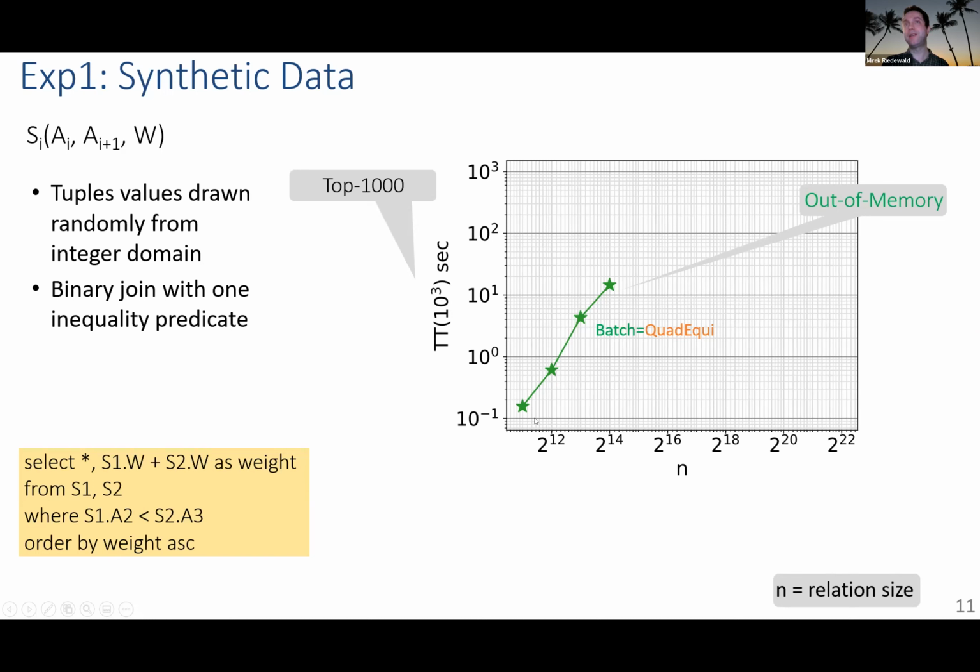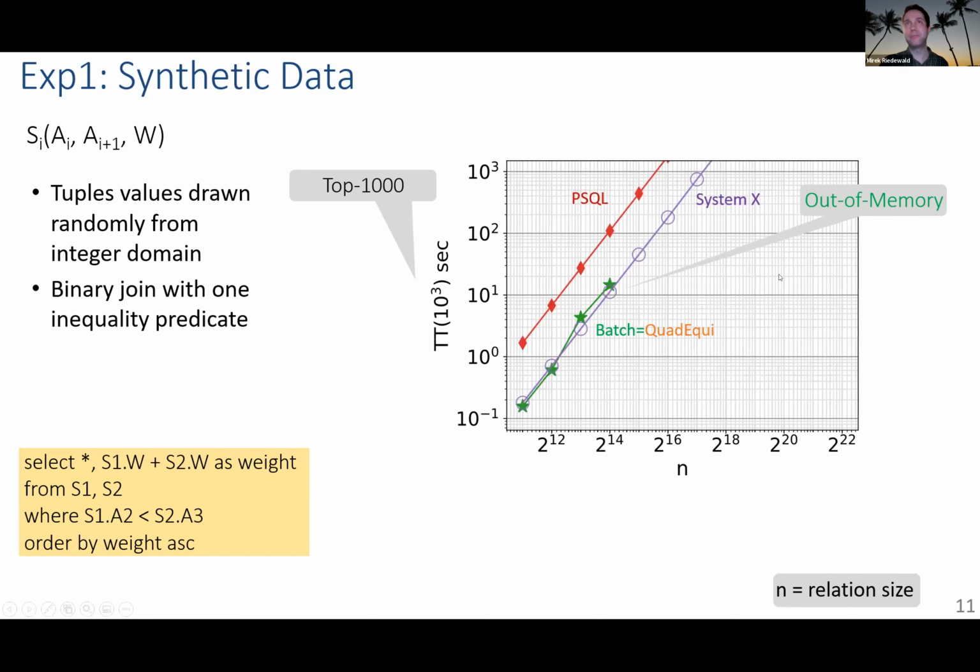And so we can see here that as we're increasing input size, it goes from something like less than a second to something like 10, 15 seconds. But beyond 16,000 input tuples, the algorithm basically runs out of memory. The problem is it's trying to materialize the intermediate results, and it runs out of steam, out of memory pretty quickly.